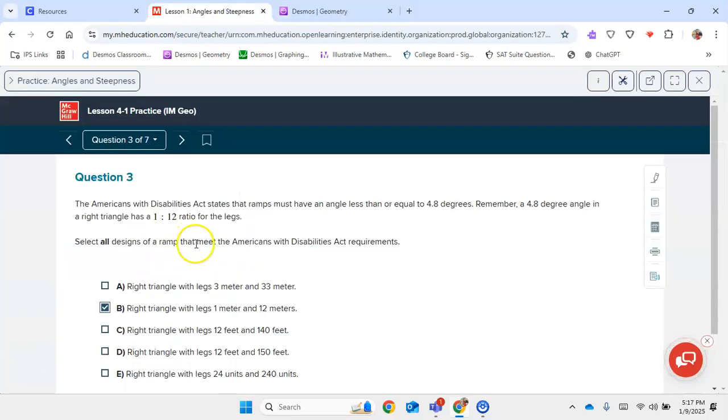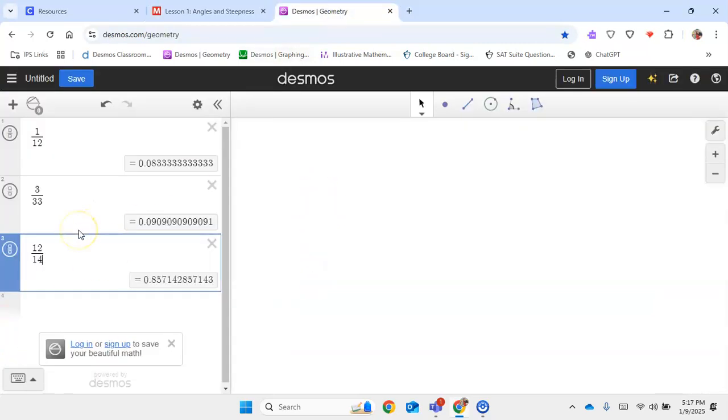That would not work. Right triangle with legs 12 and 150. Well, 12 divided by 12 is 1, and 150 divided by 12 is 12 point something. So that would be smaller. That would work. 12 divided by 150, and you can see that is smaller. 0.08 is smaller than 0.083 repeating.